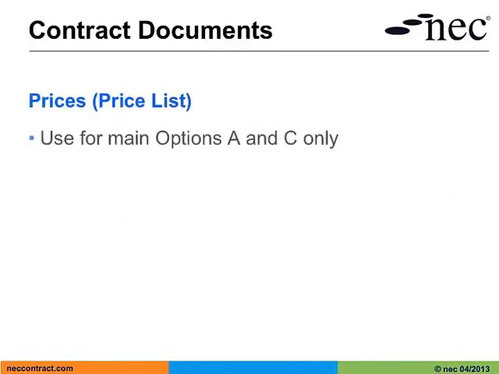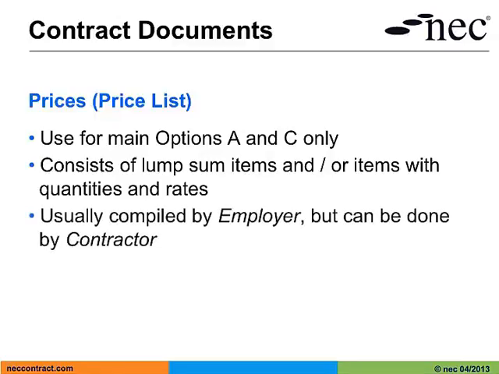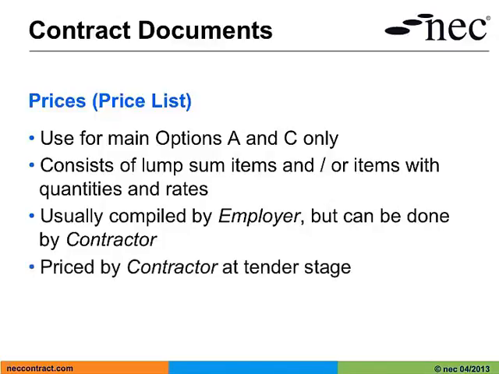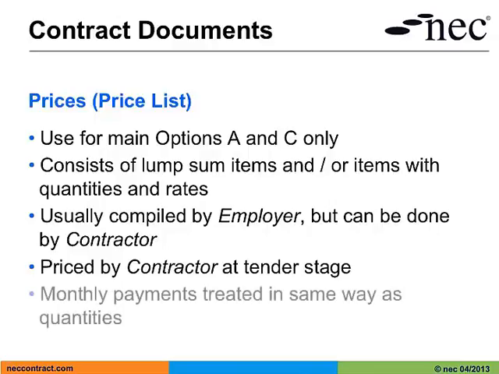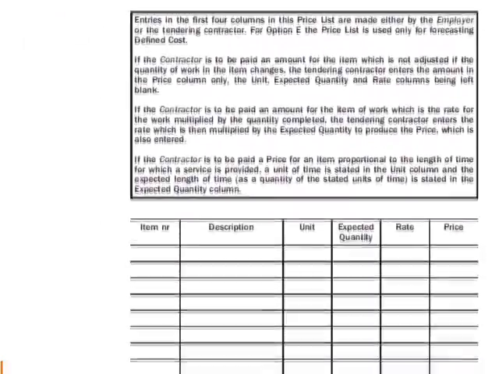We only use the price list for option A and option C of the term service contract, and the price list can consist of either lump sum items and/or items with quantities and rates. Usually the price list is compiled by the employer but can be done by the contractor. Either way, the contractor always prices the price list at tender stage. If we want to pay the contractor monthly amounts, these monthly payments will be treated in the same way as quantities. There is an example price list at Appendix 6 of the Term Service Contract Guidance Notes.